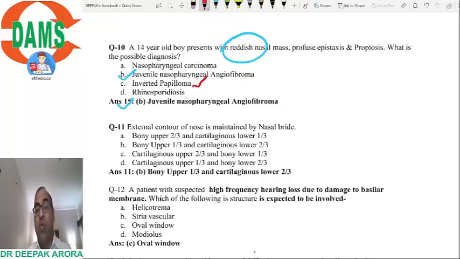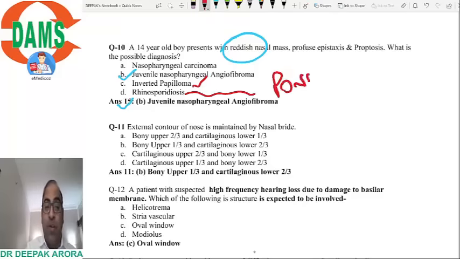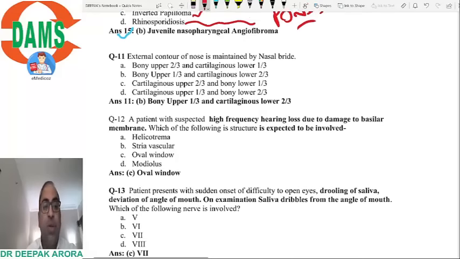Rhinosporidiosis. If rhinosporidiosis, examiner will give you mulberry-like nasal polyp in a middle-aged patient, 40-45-year-old patient with a history of bath in the ponds. If examiner gives you this typical history, patient having a history of bath in the ponds, we go in the favor of rhinosporidiosis. Clear? So in this MCQ, answer will be your B option. Question number 11.